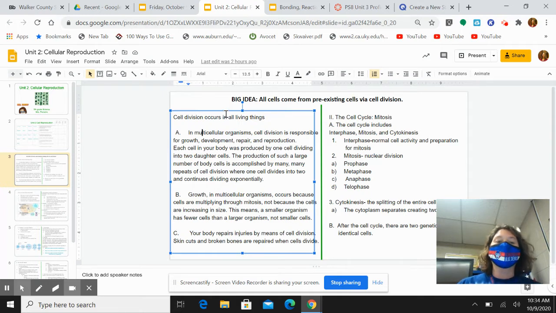So, cell division occurs in all living things. What does occurs mean? It happens, right? Occurs means that it happens. You see that word in test questions a lot on standardized tests, and that is one of those words that tricks people. They're not really sure what it means. Because again, your mother doesn't say to you, well, since you didn't clean your room, what is about to occur is blah, blah, blah.